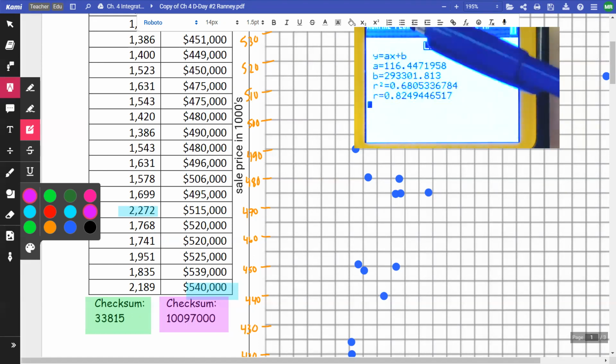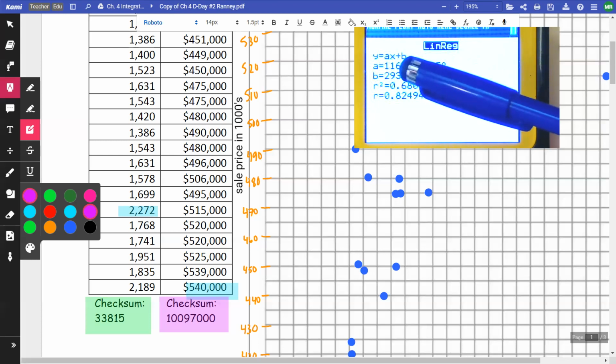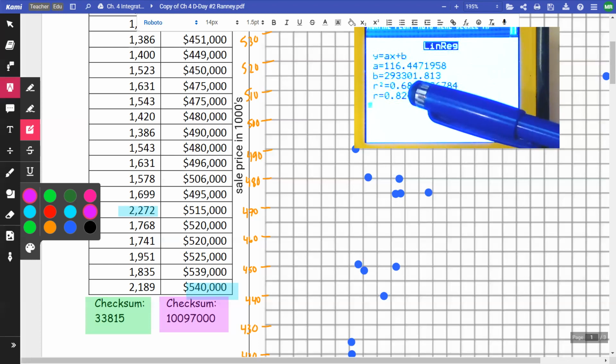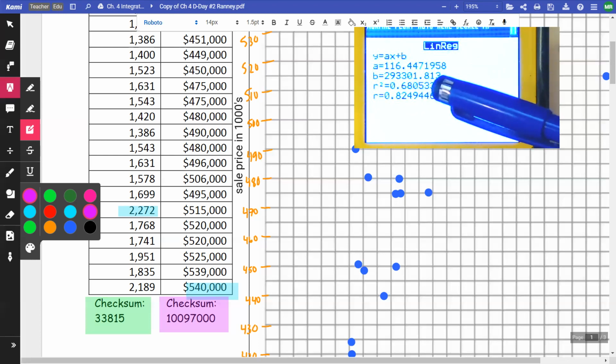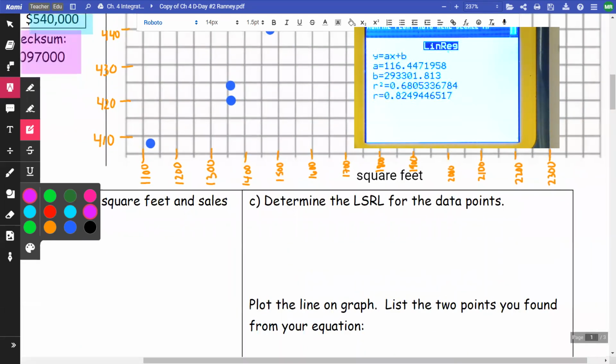So this tells you your equation y equals ax plus b. This right here is your a. That is going to be with your x. And then this is your b. We're going to want two numbers after the decimal accuracy. So let's count this as 116.45. And this one's going to be 293,301.81. Okay, so I'm going to write those here for line of best fit.